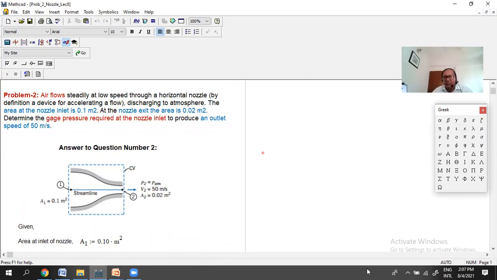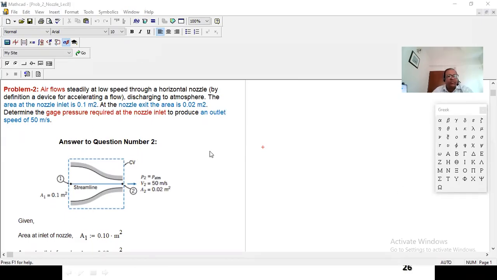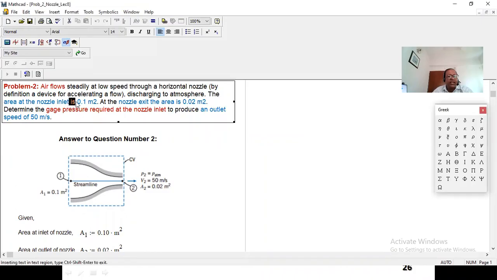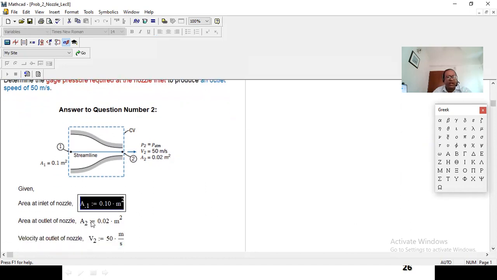So here is the problem, and we'll solve it. Very easy. Let's see. Area at the inlet: given area at inlet of nozzle A1 equal to this one. Then area at outlet A2 equal to this one. Velocity at outlet of nozzle, right at point 2, is 50 meters per second, right over here.